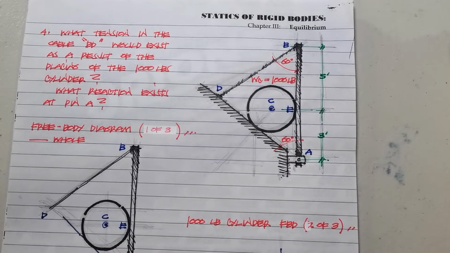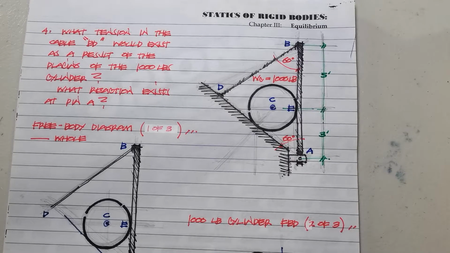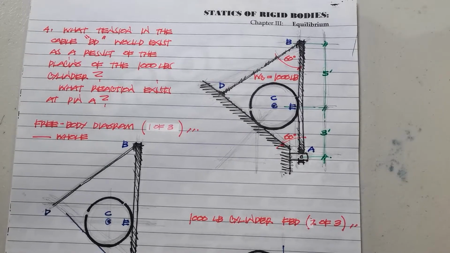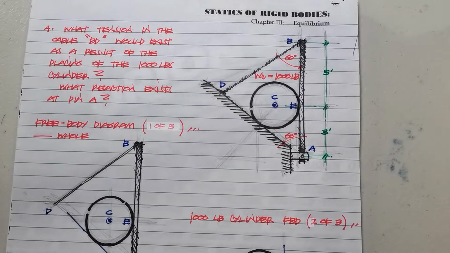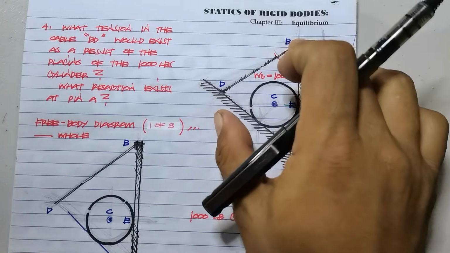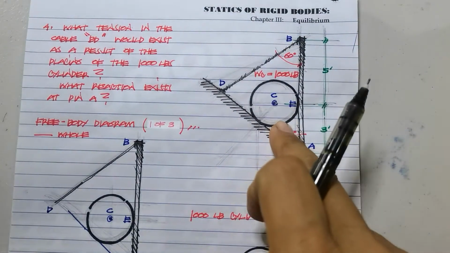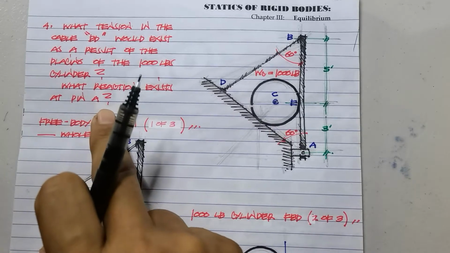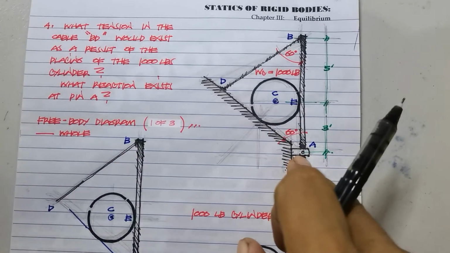Let us now conclude our discussion regarding the solving of problems falling under the category of the equilibrium condition. So for problem number 4, what tension in the cable BD would exist as a result of the placing of the 1,000-pound cylinder? Another question is, what reaction exists at pin A?